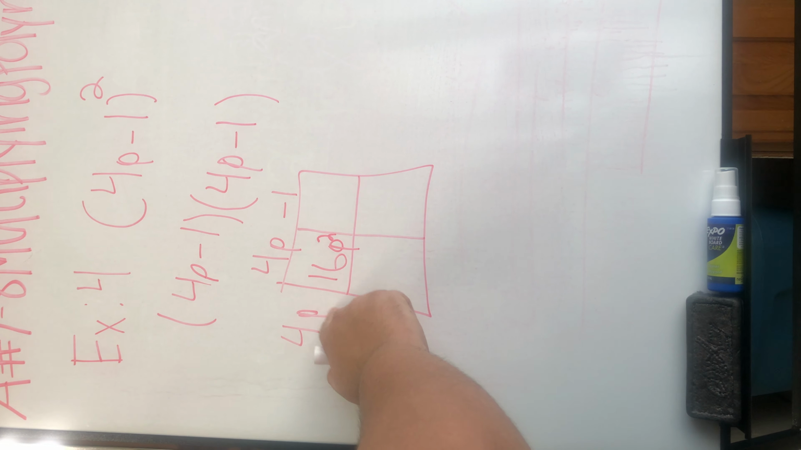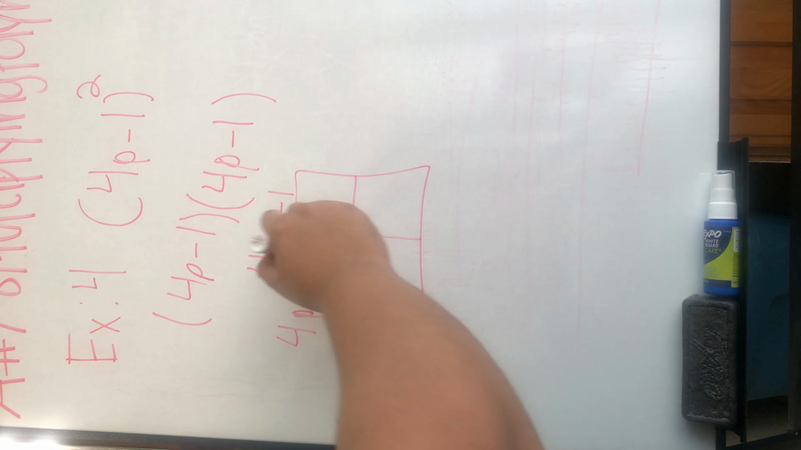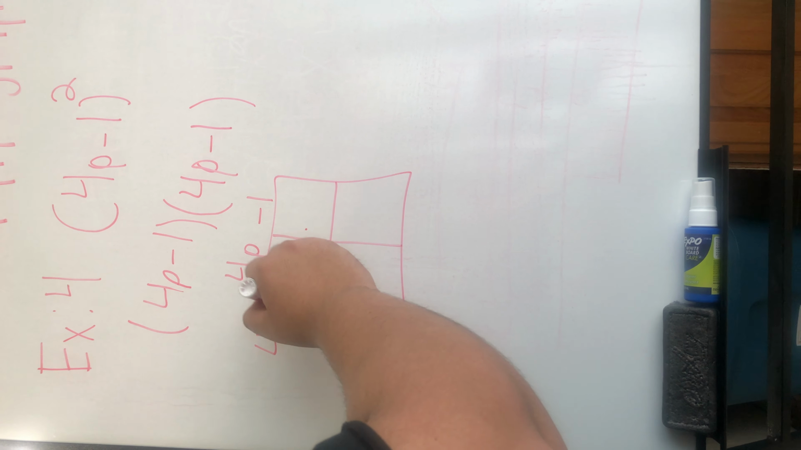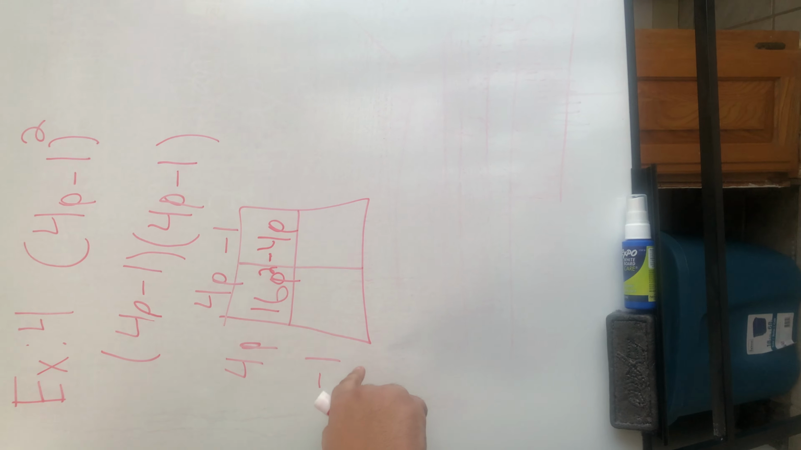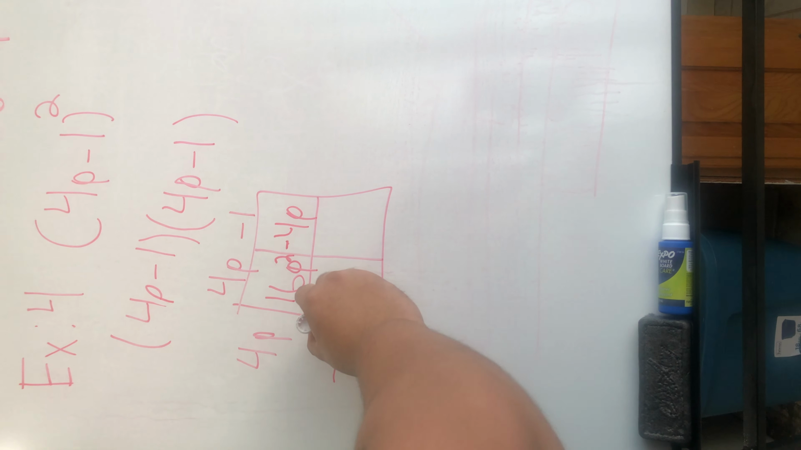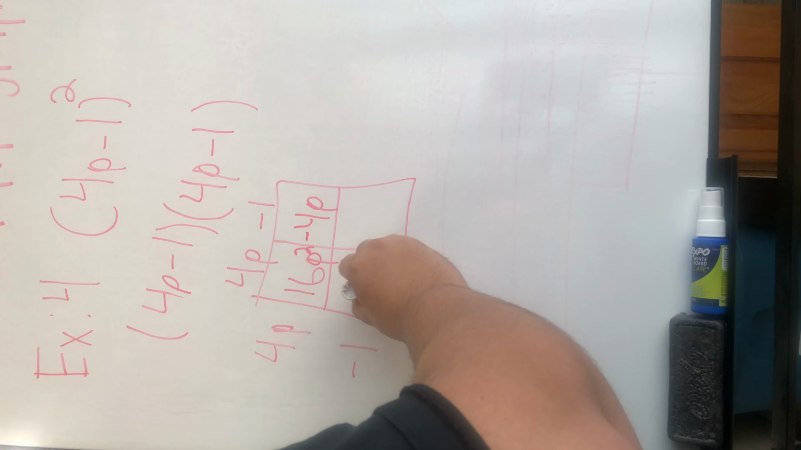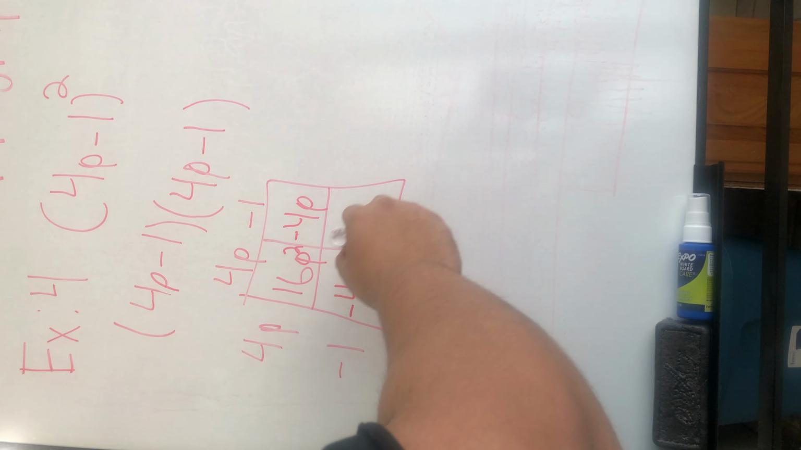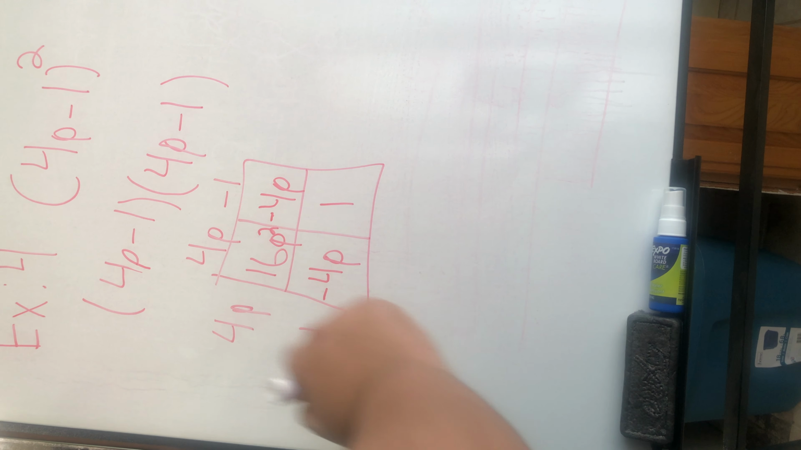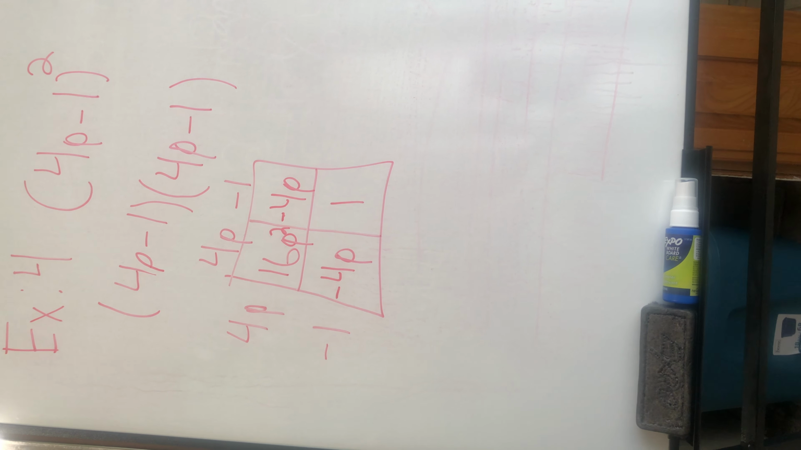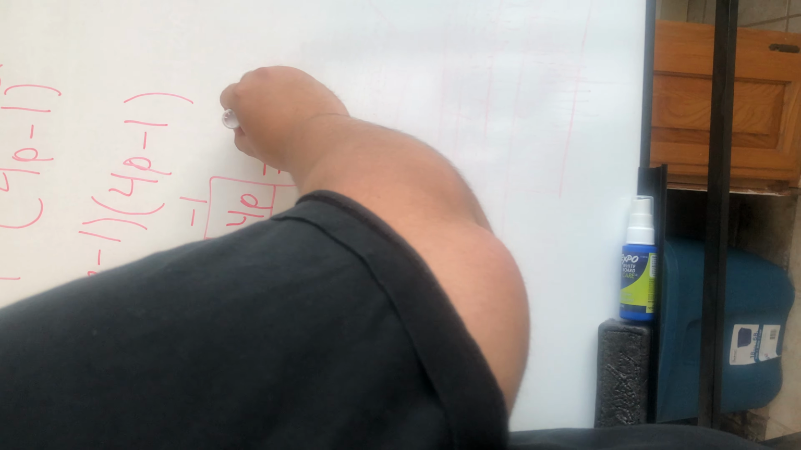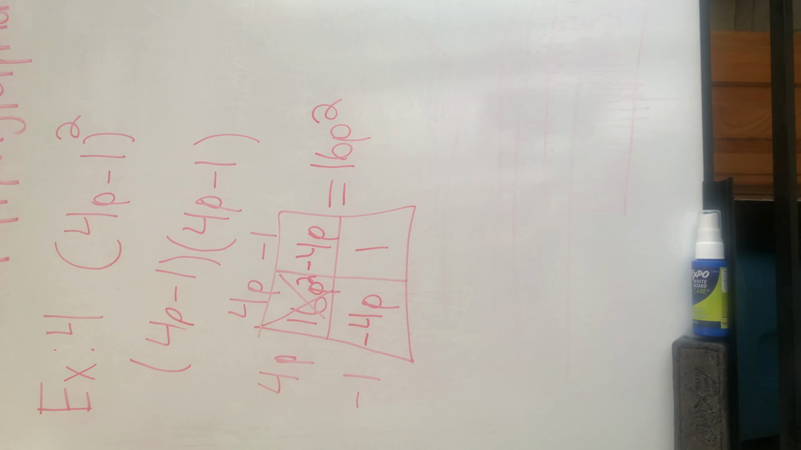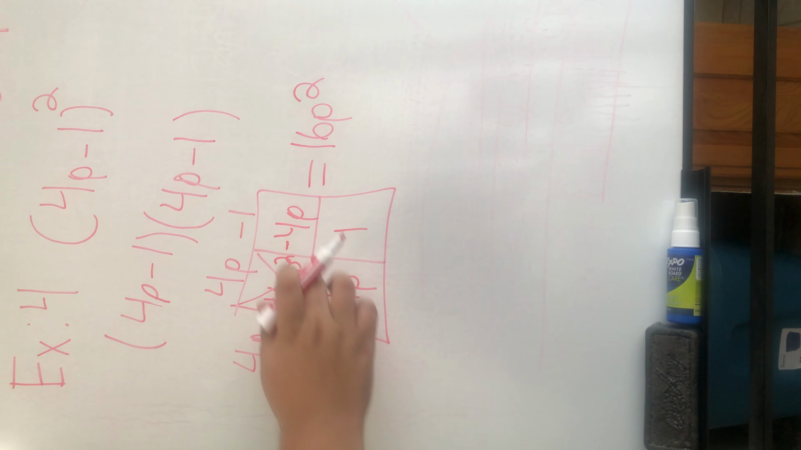So 4p times negative 1, multiply our coefficients, which are a positive and a negative, so that's a negative 4p. Negative 1 times 4p, that is negative 4p. Then negative 1 times negative 1 is 1, because 2 negatives give you a positive. Now, first box immediately goes to our answer, which is 16p squared.